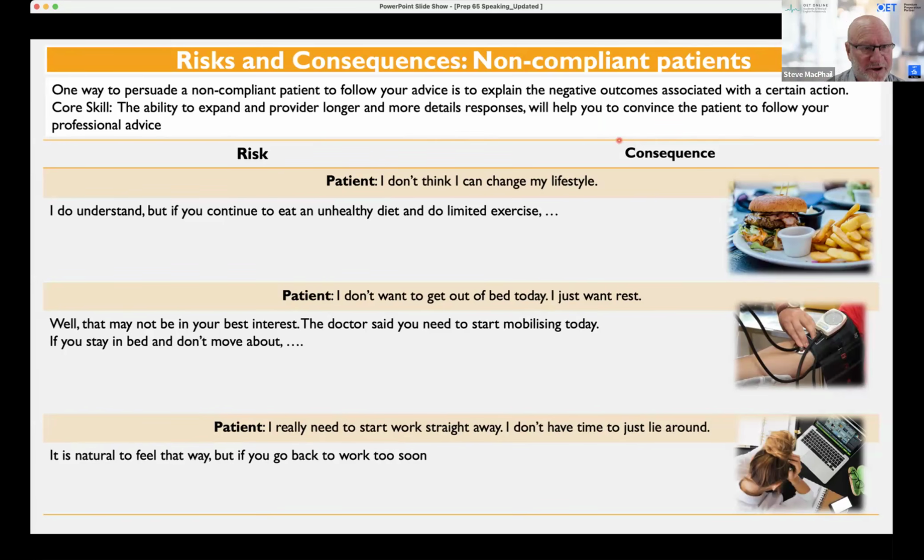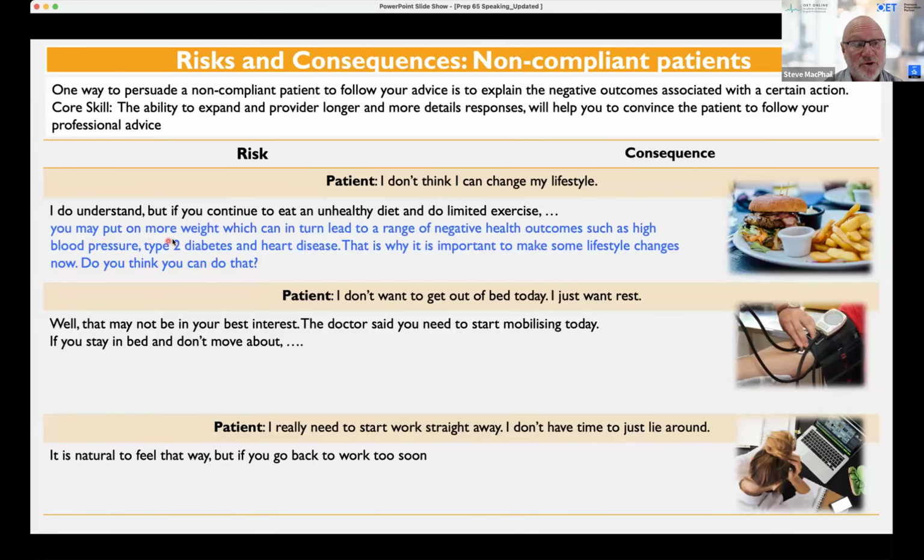This can be challenging. So you might say to a patient, "I need you to change your lifestyle." We know changing lifestyles is not easy. Patient: "I don't think I can change my lifestyle." Your response: "I do understand, but if you continue to eat an unhealthy diet and do limited exercise, you may put on more weight, which can in turn lead to a range of negative health outcomes, such as high blood pressure, type 2 diabetes, and heart disease. That's why it's important to make some lifestyle changes now. Do you think you can do that?"